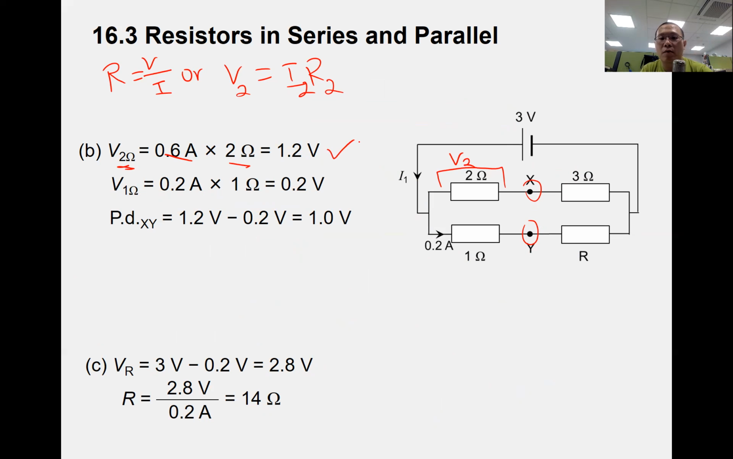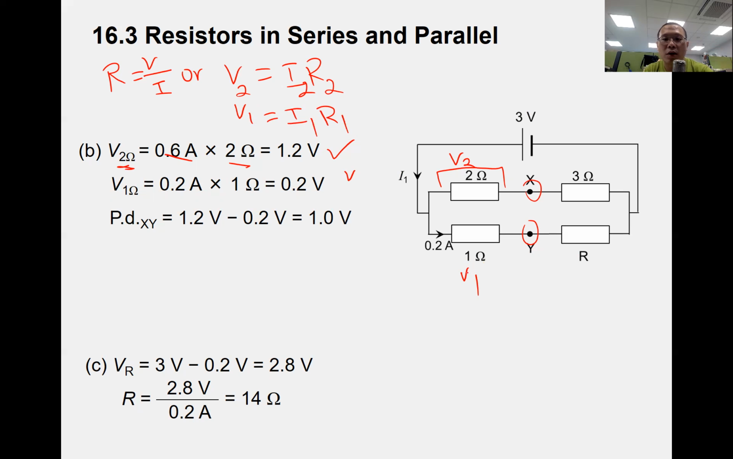So how about V1? If I want to find V1, I will need to know I and R again. I will need to know the current flowing through R1. I will need to know the resistance of R1, which I know.